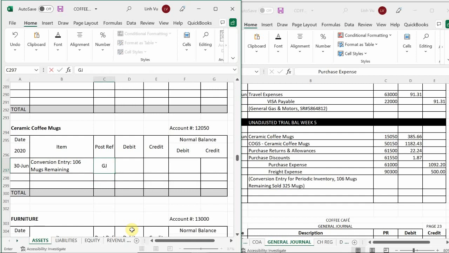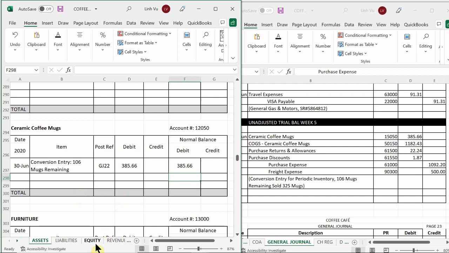And you've got the general journal page. We're still, I think, on page 22 here, the end of page 22, and we have a debit balance of $385.66. And that's going to be my current balance right there.